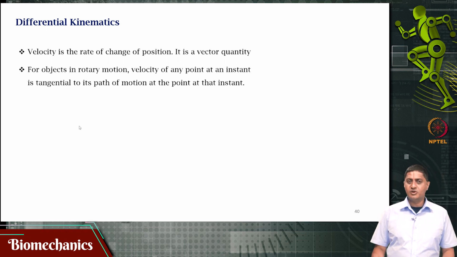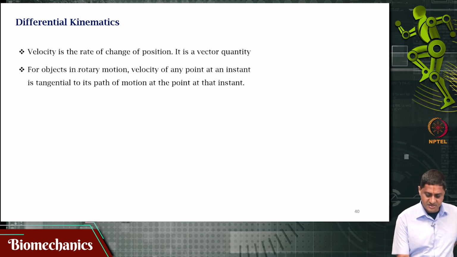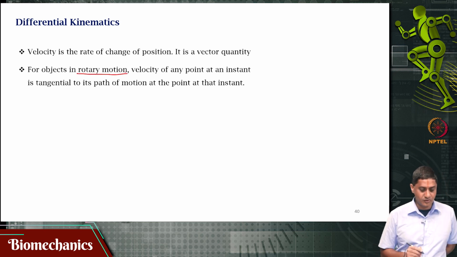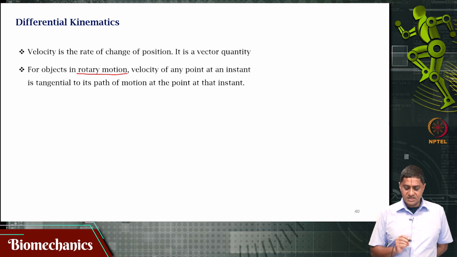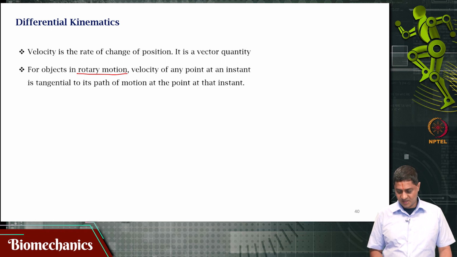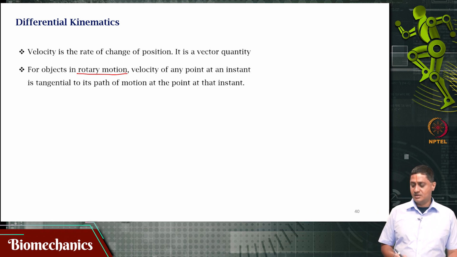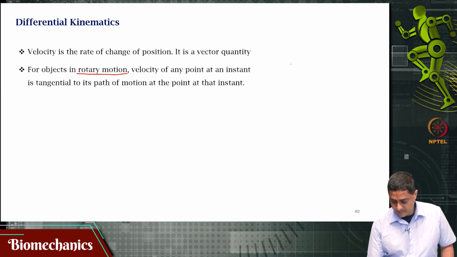In the case of the human body, the segments or links under consideration are all undergoing rotary motions. So, if segments or links are in rotary motion, the velocity of any point at an instant is tangential to the path of motion at that point at that instant. Why is this the case? Well, let us take a single link like this.